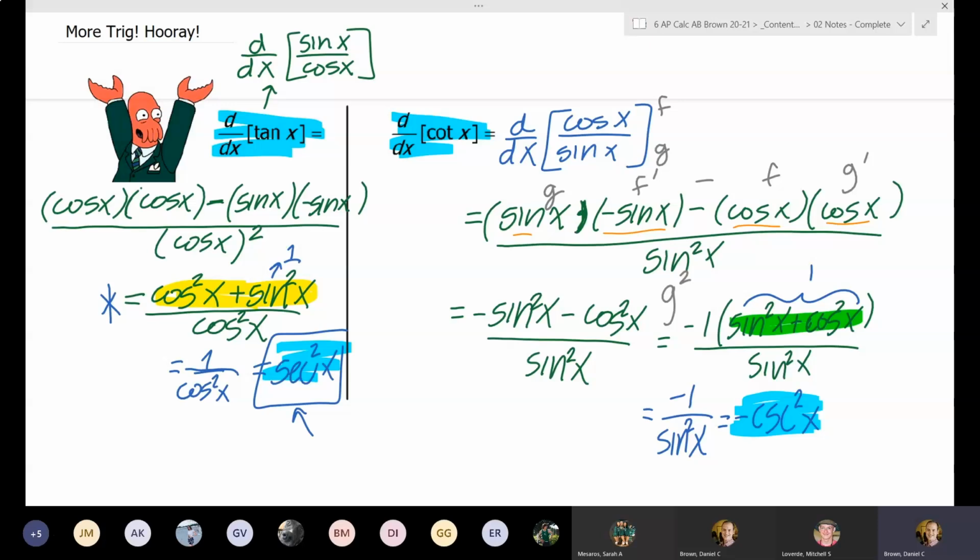Sine x squared is just sine squared of x. Sine times negative sine gives you negative sine squared, minus cosine times cosine, minus cosine squared. That almost looks like your Pythagorean identity. Not quite, but I can go ahead and factor out a negative 1. And then I do have sine squared plus cosine squared, which is 1. And so the derivative of cotangent is negative 1 over sine squared, which is the same thing as negative cosecant squared.